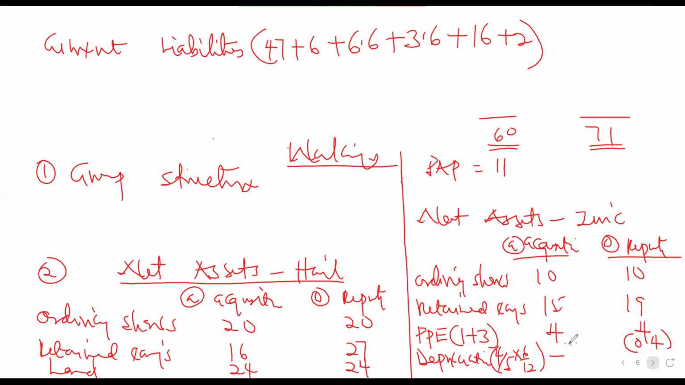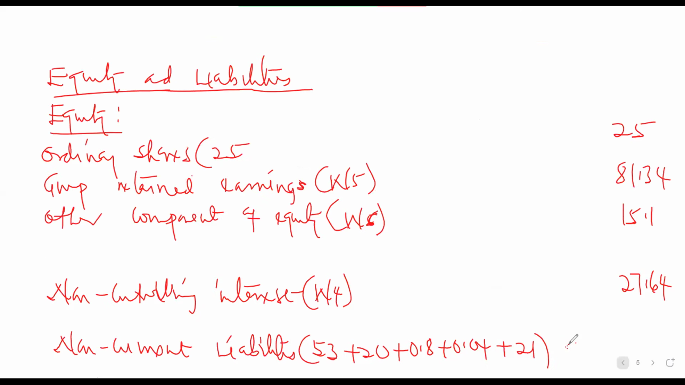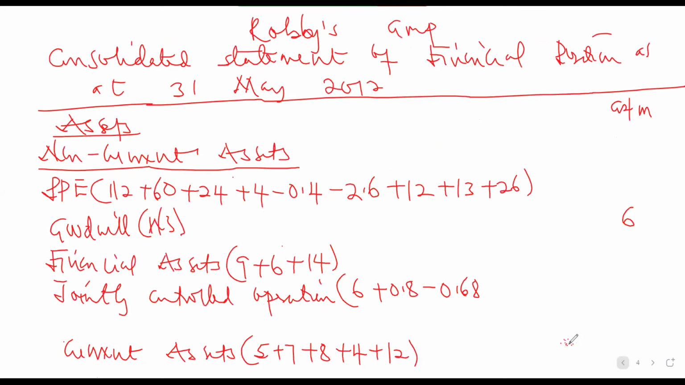47 plus 6 plus 6.6 plus 3.6 plus 18, 81.2. Okay. So your non-current liabilities: 53 plus 20 plus 0.8 plus 0.04 plus 21, 94.84. Okay. So our assets now, 6 plus 0.8 plus 0.68.